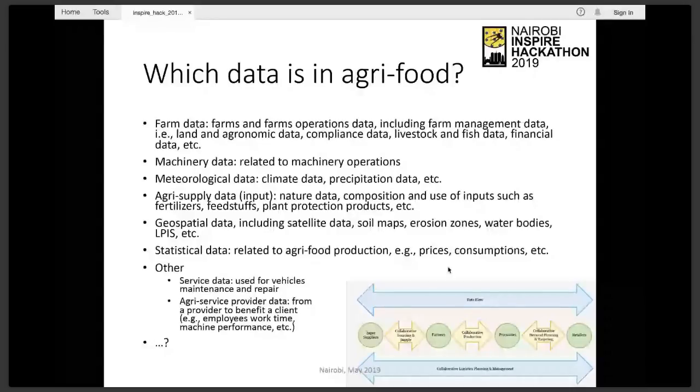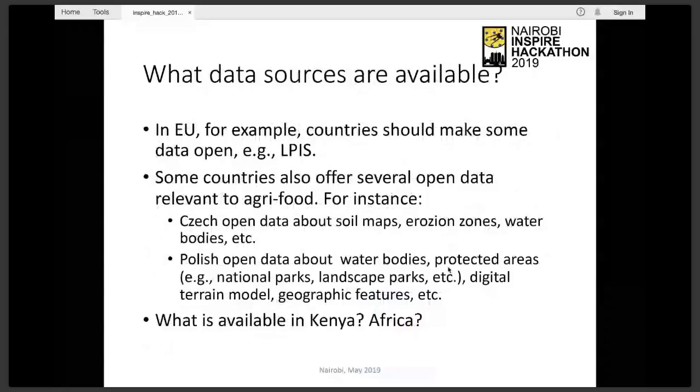So what data sources are available? In Europe, for example, the countries should make some data available. It has to be open, for example, the LPIS, the Land Parcel Information System data. This gives you specific information about the parcels in the land of each of the countries.